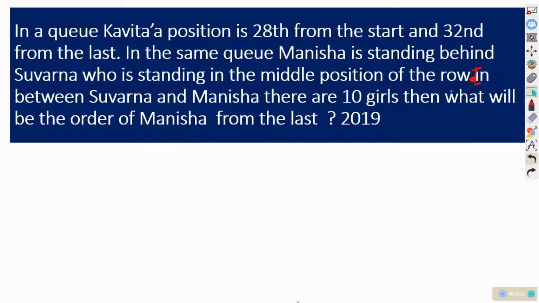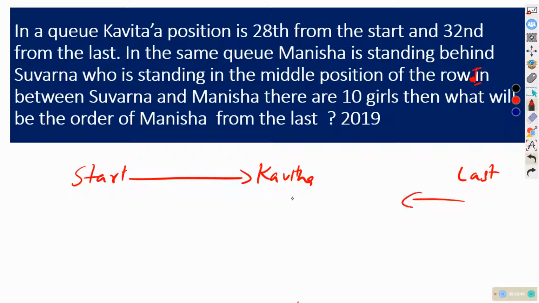So, coming back, the question once again. Question once again means I am repeating. In a queue, Kavita's position is 28th from the start, and 32nd from the last. Let this be the last. 32nd from here, 28th from here. And we found that 28 plus 32 is equal to 60, minus 1. 59 girls are there. This is the first information we got.